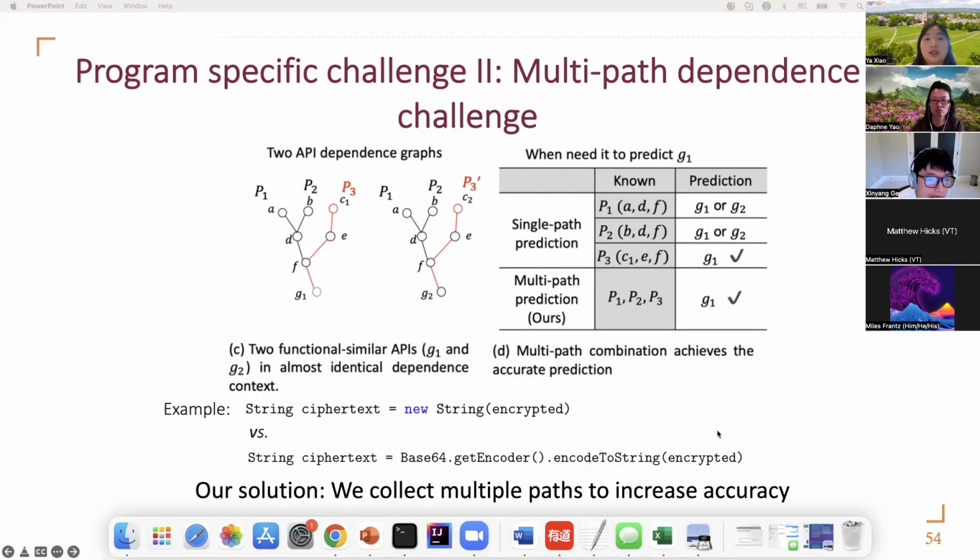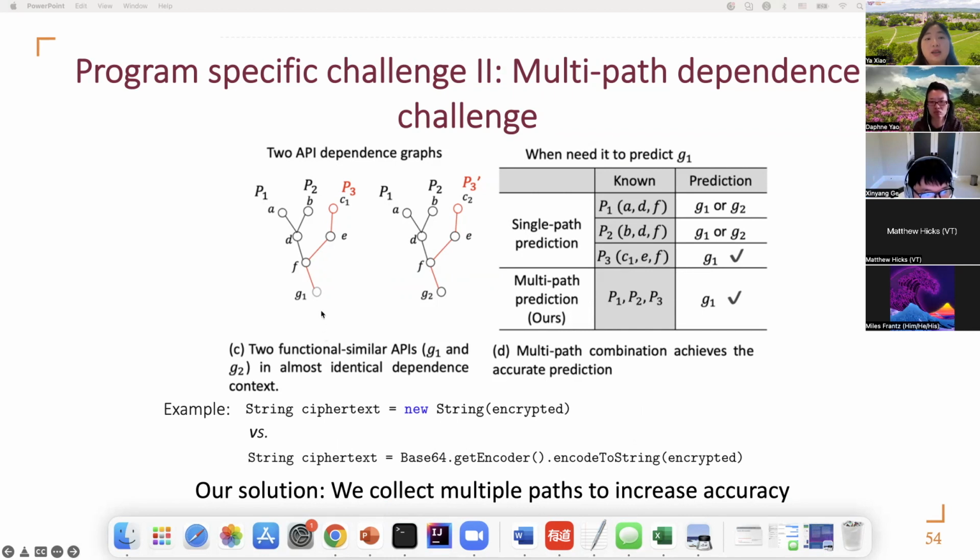Next, we introduce another program-specific challenge caused by multi-path dependence. There are some functionally similar APIs that share most of the dependence context. However, they are not interchangeable. For example, there are 2 API methods. Both of them are used to transform the encrypted byte array into a string, but they are not interchangeable, and which one to use is determined by the corresponding decoding APIs.